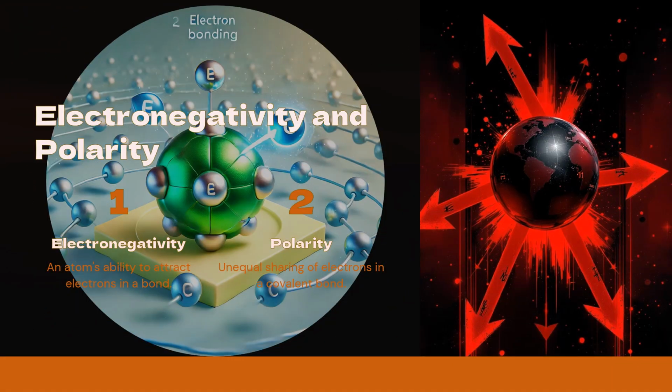Not all covalent bonds are equal. Some atoms are better at attracting electrons than others. This property is called electronegativity. When one atom in a bond is more electronegative, it pulls electrons closer, creating a polar bond. For example, in water, oxygen pulls electrons closer, making one side of the molecule slightly negative and the other slightly positive.